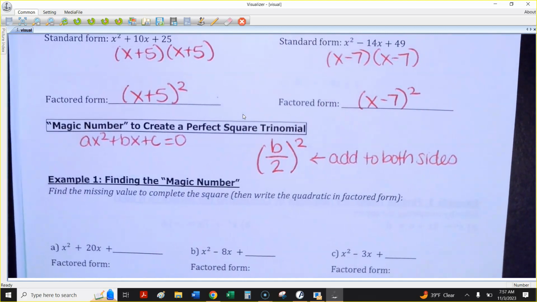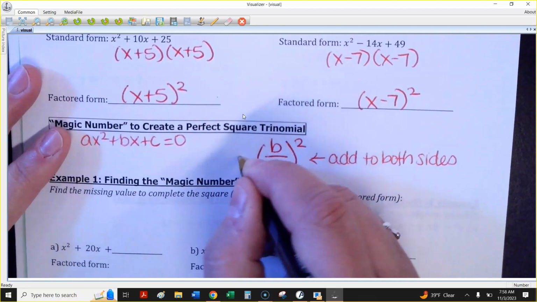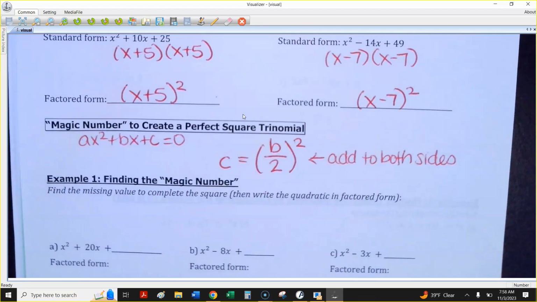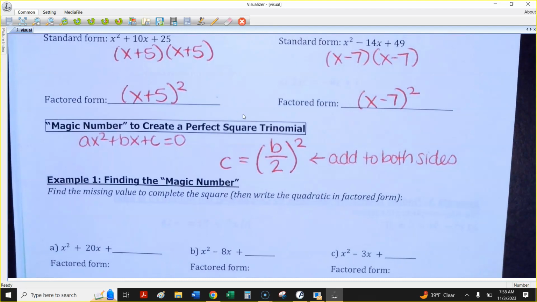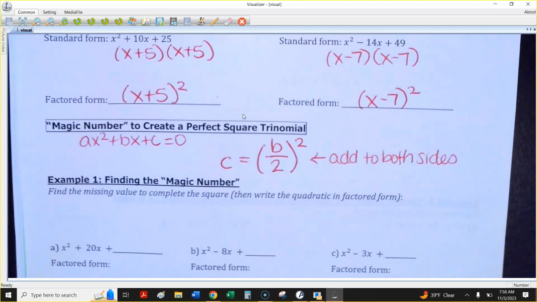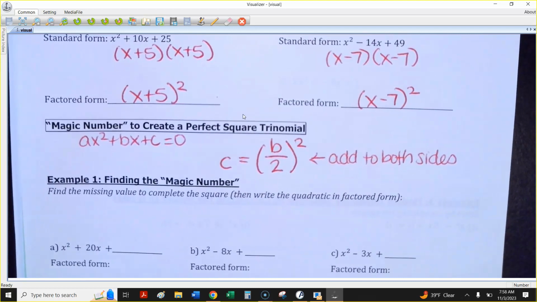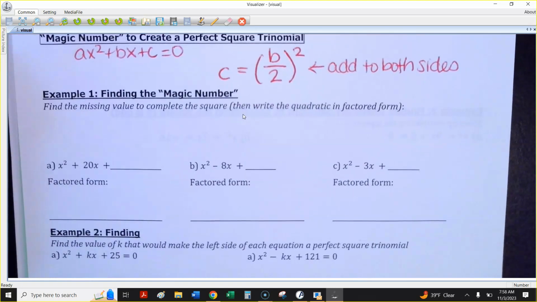So we're not going to add it to both sides because I'm not going to have an equation in my first example. But all you have to do is tell me what the b value is. It's just whatever the number is attached to x, and it could be positive, it could be negative, it just depends on the question. We're just going to take that number, divide it by 2, square it, and that will be your constant term. So that'll be the plain number, and if you have that, you'll automatically have what we call the perfect square trinomial. So we're just going to practice this on these couple questions down here.